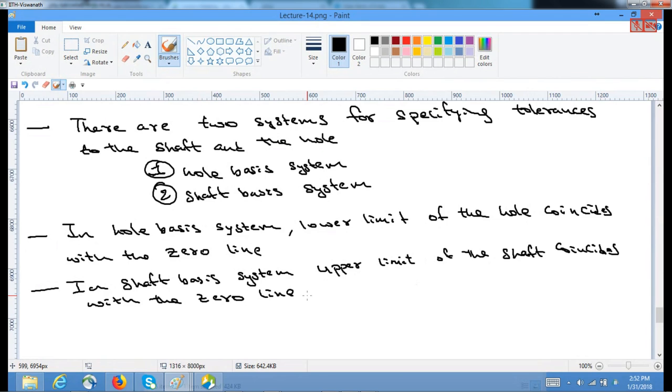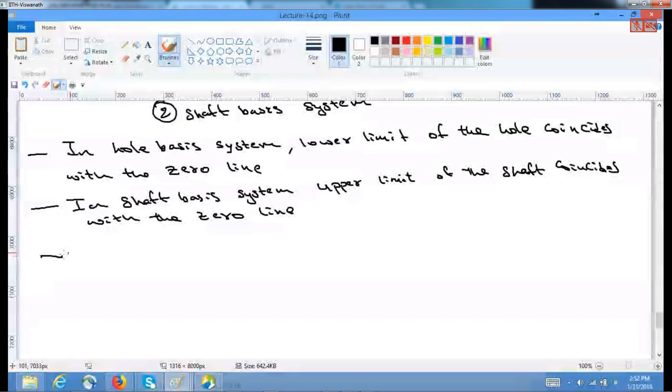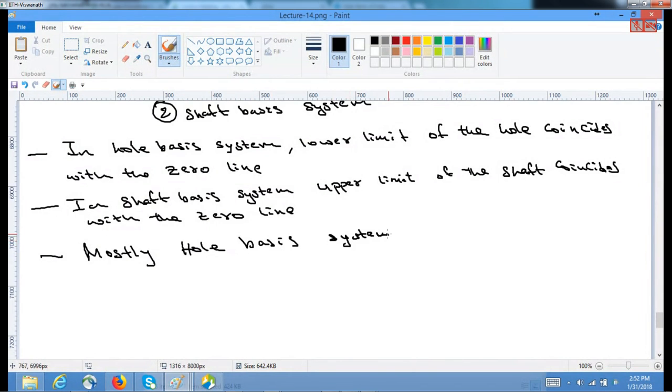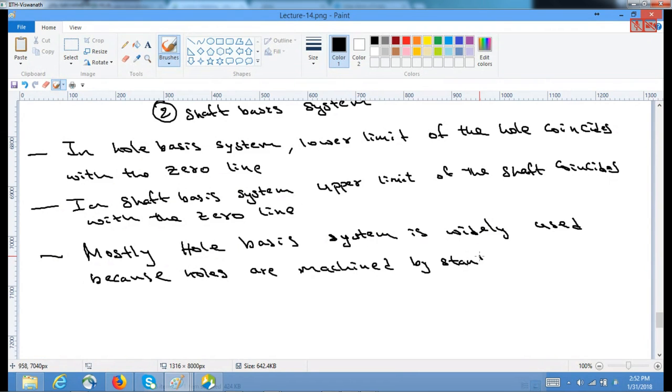However, mostly the hole basis system is widely used because holes are machined by standard drills or reamers having fixed dimensions.